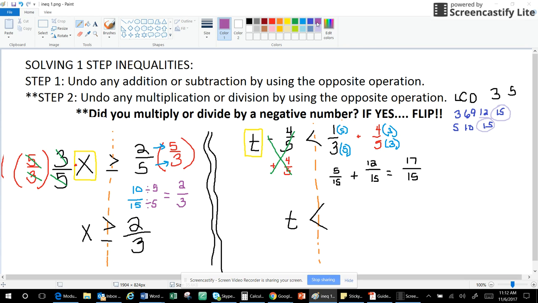I still got more work I got to do. I have an improper fraction here. Now, normally I would say this is okay, but we should know how to do this. 15 goes into 17 once, so I would do 17 minus 15 times 1, or just 15, and I would find out that I have a 2 left on the top here. So this is 1 and 2/15. So t is less than 1 and 2/15.